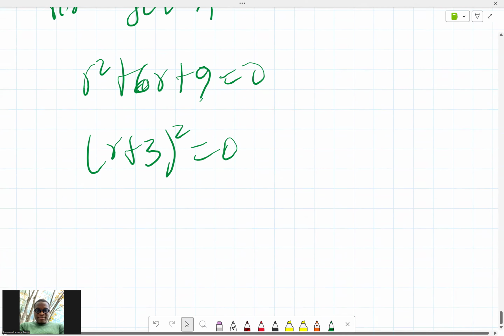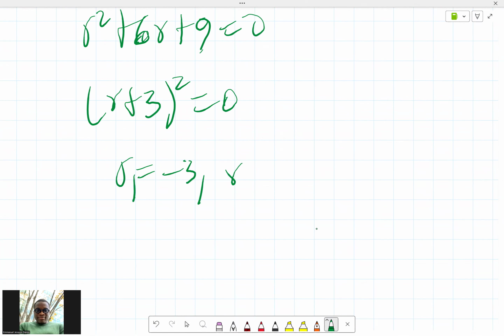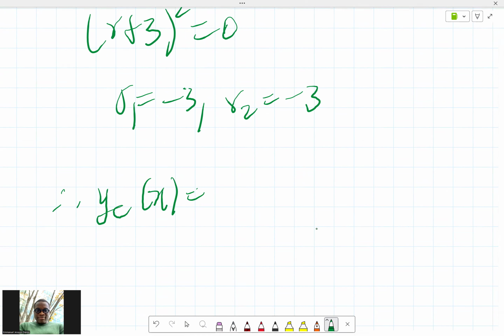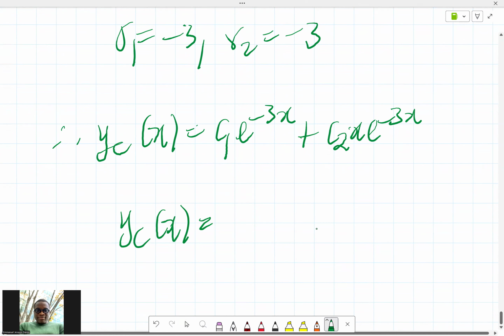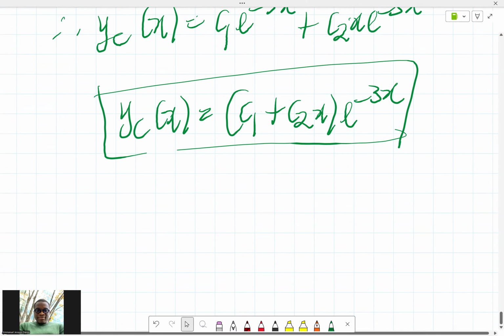And if you remember what we said the other time, for solutions like this that are repeated, you just see that r1 is minus 3, r2 is also minus 3. So what that simply tells us is that yc of x is equal to c1 e raised by minus 3x plus, instead of saying c2 e raised by minus 3x, we now say c2x e raised by minus 3x because of the repeated roots. So yc of x is equal to c1 plus c2x e raised by minus 3x. Okay, that's taken care of. Then we can now go to the particular solution part.